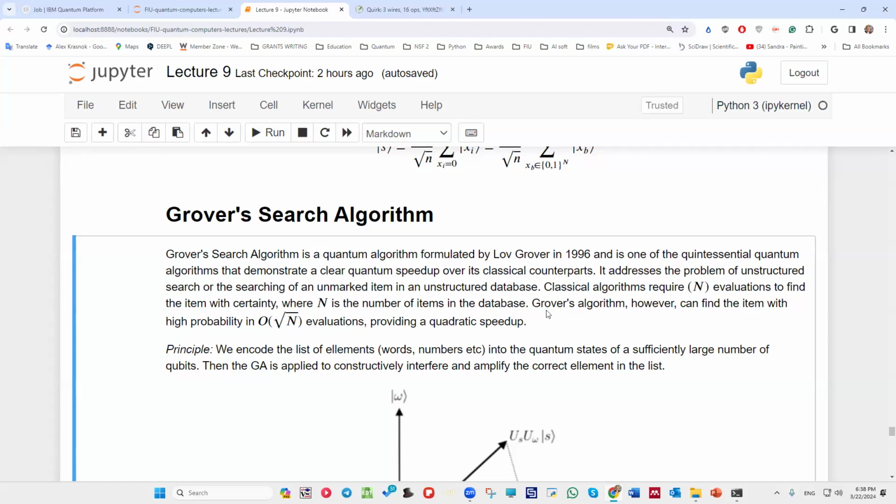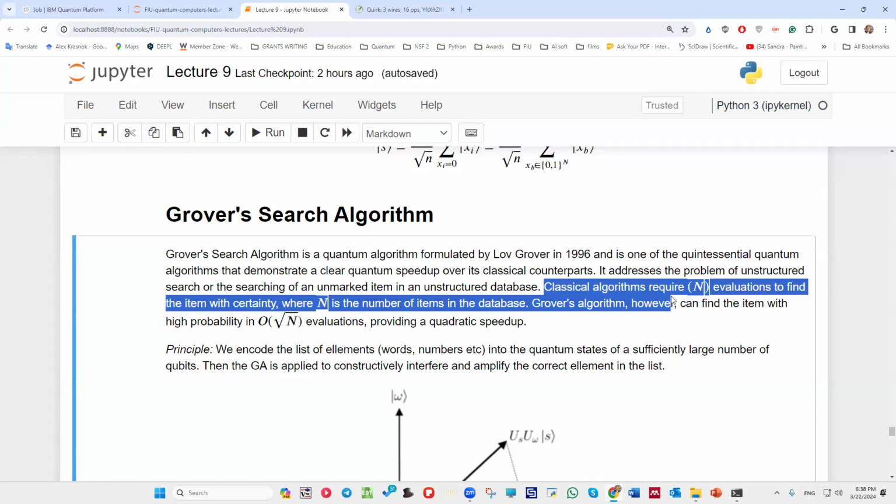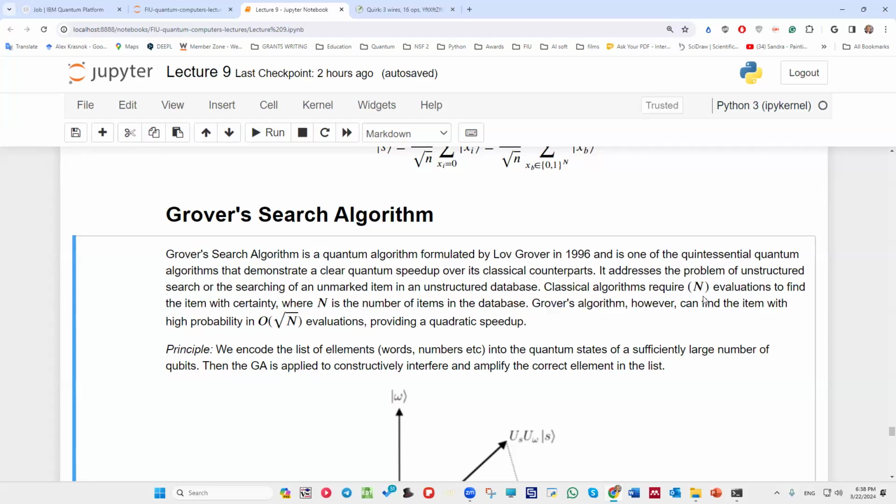The classical algorithm for solving this problem says that we need at least n evaluations to locate the element we are looking for. At least n tries. For example, this blind search will require, on average, a number of calls to the list of about n.